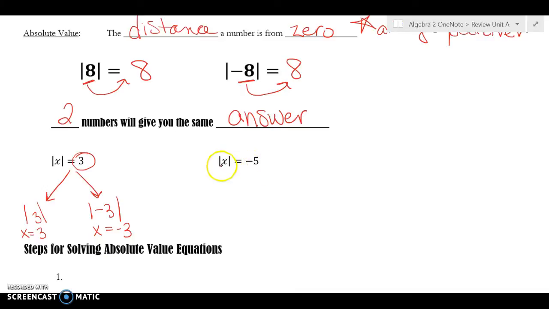Over here on this one, what can I take the absolute value of to get a negative 5? Well, nothing, because absolute value is always positive. So whenever you have a problem like this, there's no number that you can plug in, and when you take the absolute value of it, you get a negative 5. So this is a no solution.